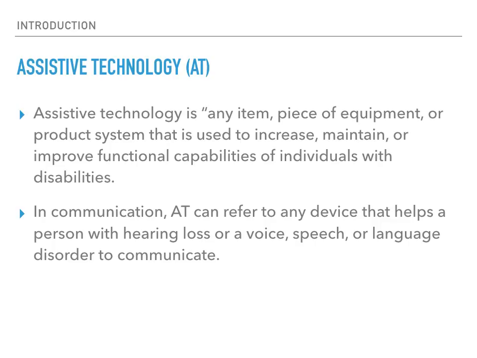So what is assistive technology? It's quite simple. Assistive technology is any item, piece of equipment, or product system that is used to increase, maintain, or improve functional capabilities of individuals with disabilities. In communication, assistive technology can refer to any device that helps a person with hearing loss or a voice, speech, or language disorder to communicate.